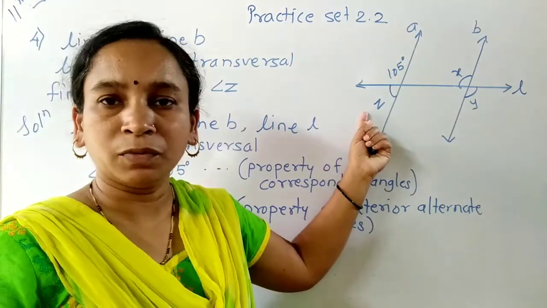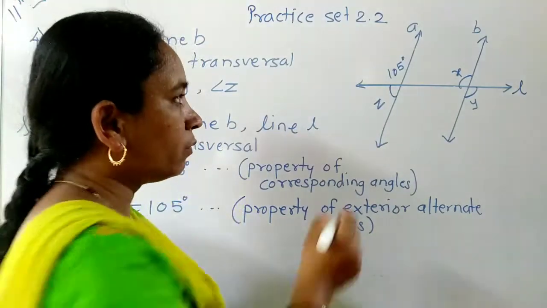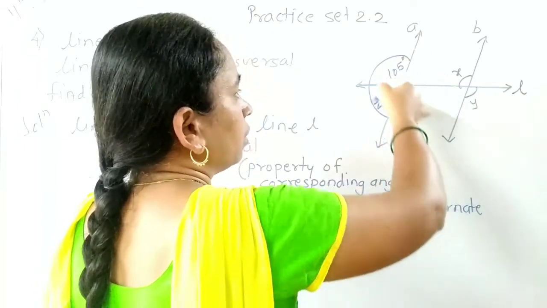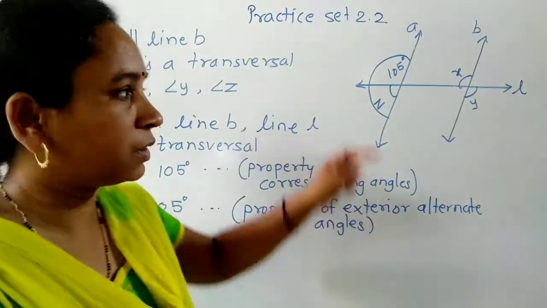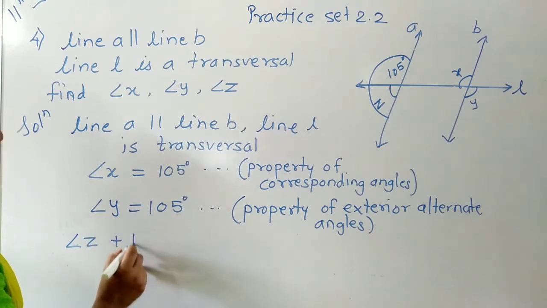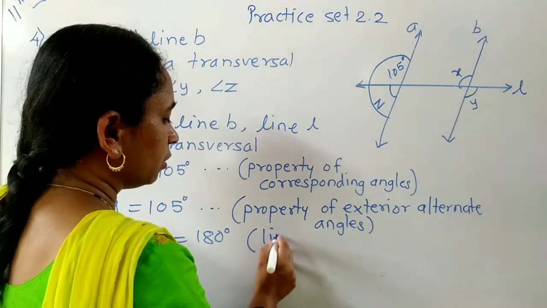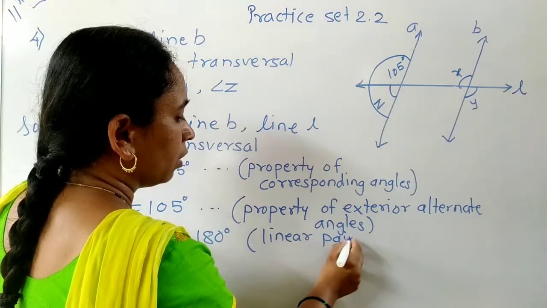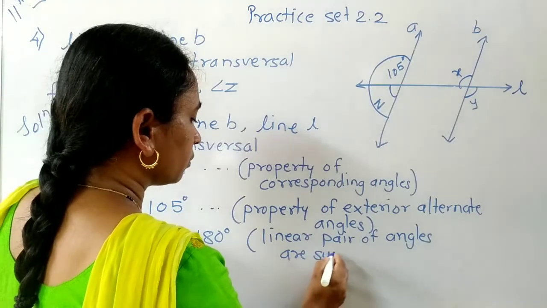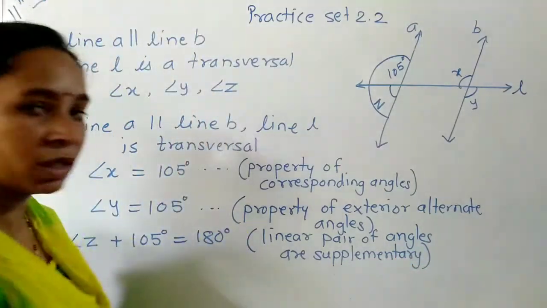Now we will find out the value of Z. If you try to find Y's and Z's relation or X's relation, we don't get it. So here we'll take the relation of the linear pair of angles because they make the complete 180 degree angle. So here angle Z plus 105 is equal to 180 degree. Why? Because linear pair of angles are supplementary, which means their sum is 180 degree.